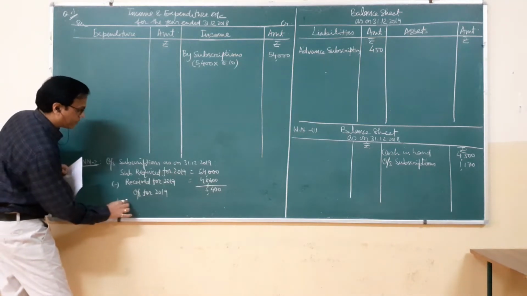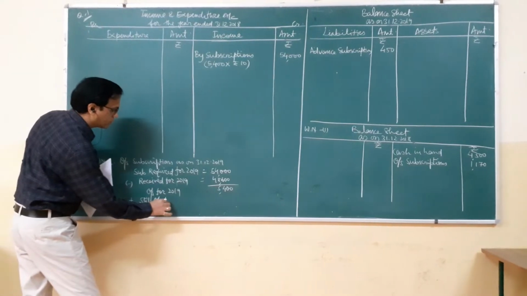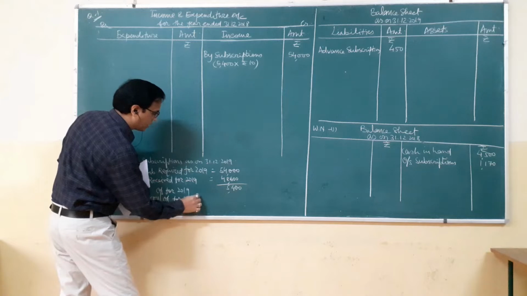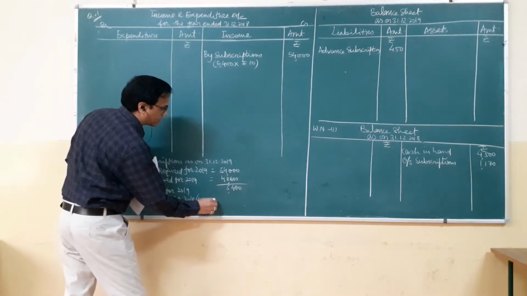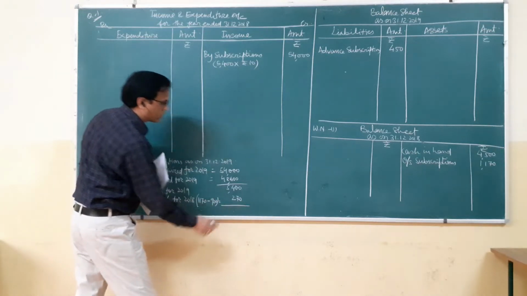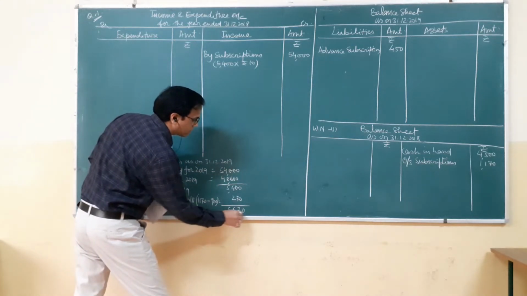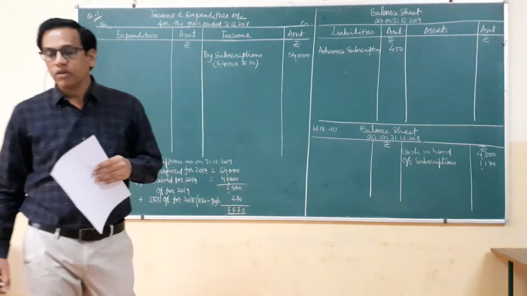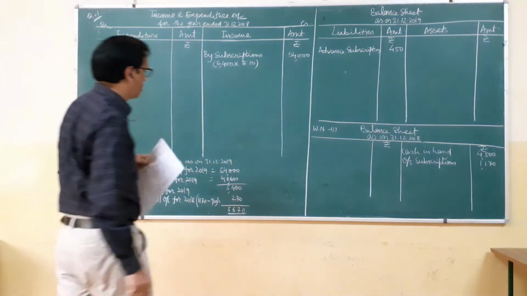Then we will plus still outstanding for 2018. The 2018 outstanding amount is 1,170, out of which 900 has been received. So 270 is still outstanding. It means 5,670 is the amount of outstanding subscription at the end of the current year. That we will write down here.